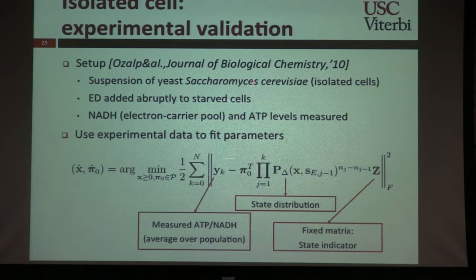So why is it easy to get NADH and ATP levels in yeast? Part of it has to do with the fact that the resource there is glucose, which is a very large molecule, has been very well studied, and it's much easier to do these kinds of experiments.